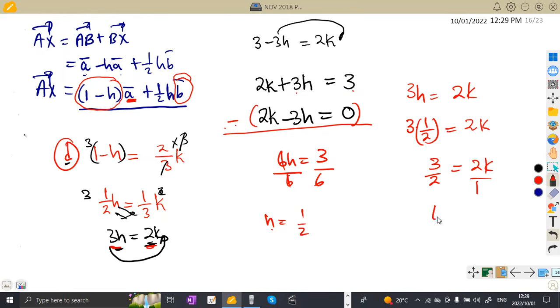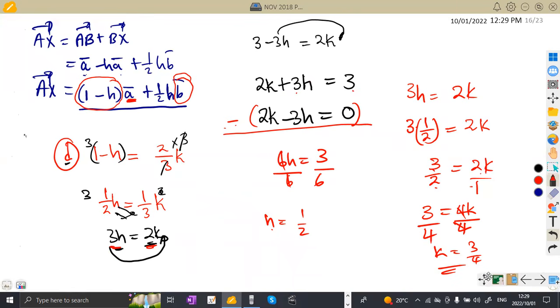So you can cross multiply. That will be 1 times 3, which is 3 is equal to 2 times 2, which is 4K. So to find K, divide by 4, divide by 4. So our K is going to be 3 over 4. That is our K. So this one was actually a direct question, play around type of a question. You've got the value of H, you've got the value of K.